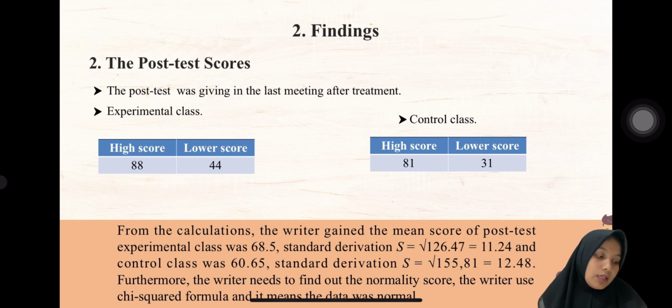And after calculating the scores like range, number of classes, etc., the mean score of the post-test of the experimental class was 68.5 and the control class was 60.65.